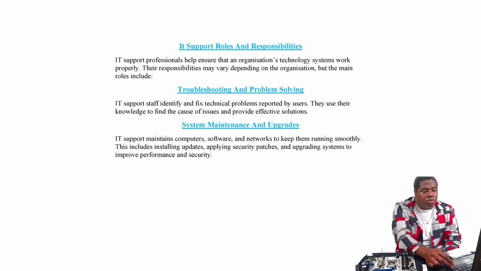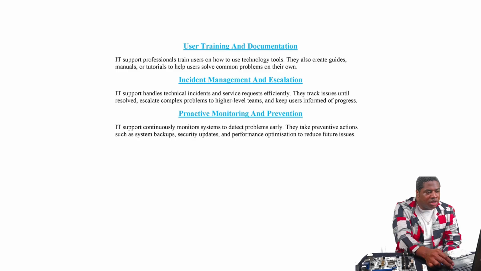System maintenance and upgrades. IT support maintains computers, software, and networks to keep them running smoothly. This includes installing updates, applying security patches, and upgrading systems to improve performance and security. User training and documentation. IT support professionals train users on how to use technology tools. They also create guides, manuals, or tutorials to help users solve common problems on their own.